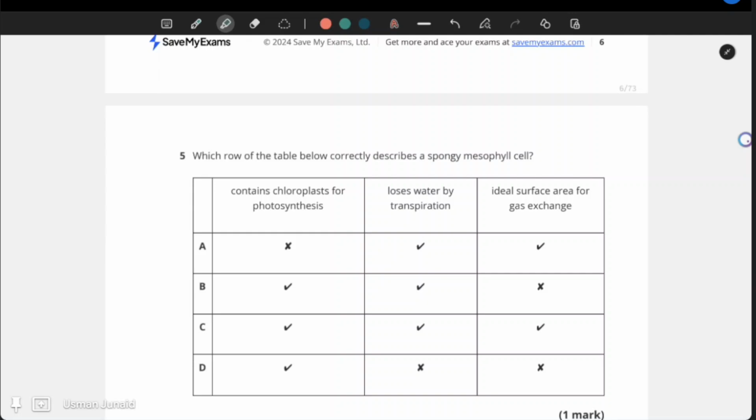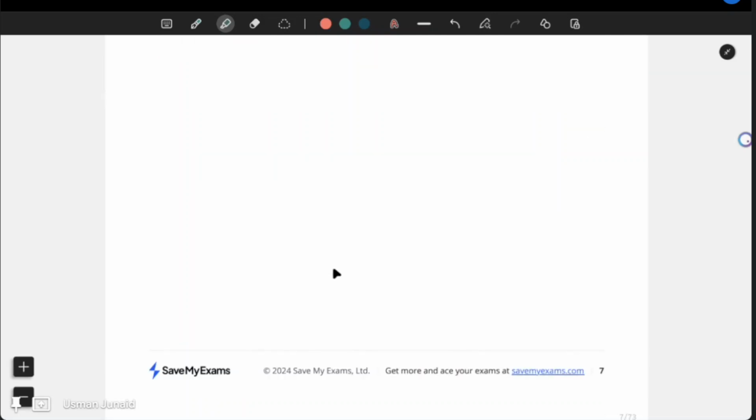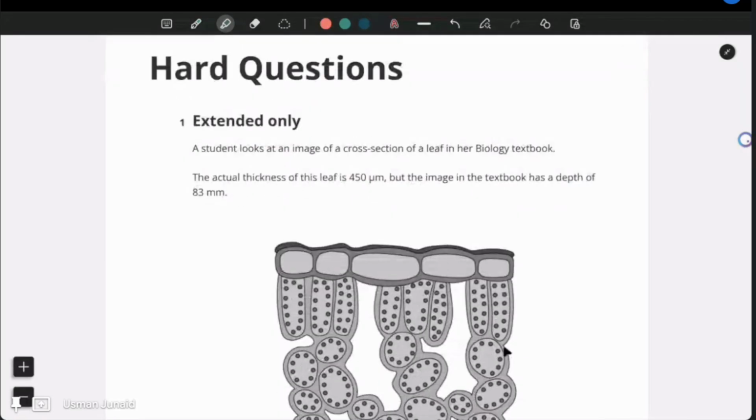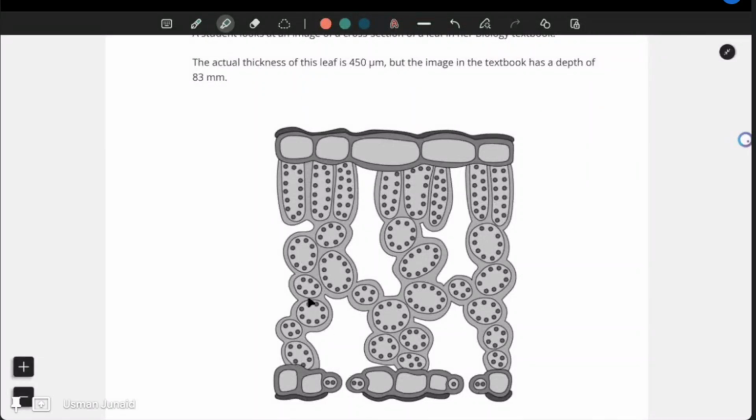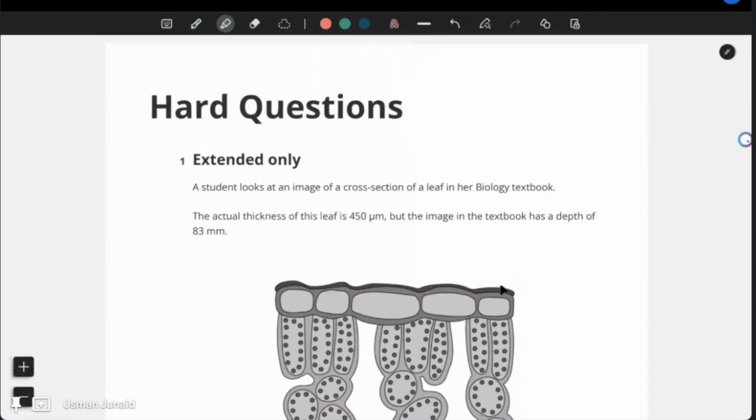Last option is ideal surface for gaseous exchange. Yes, they do have the ideal surface because they are the spongy mesophyll cell. Okay, so the option is C. Look, this is what you call the spongy mesophyll layer.